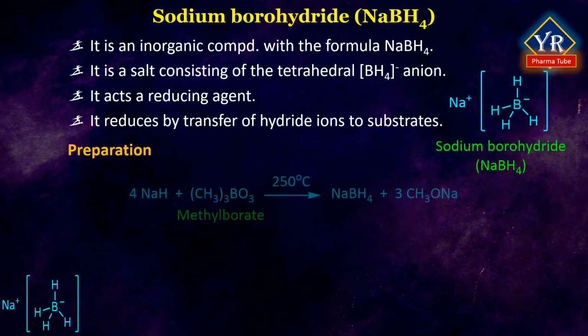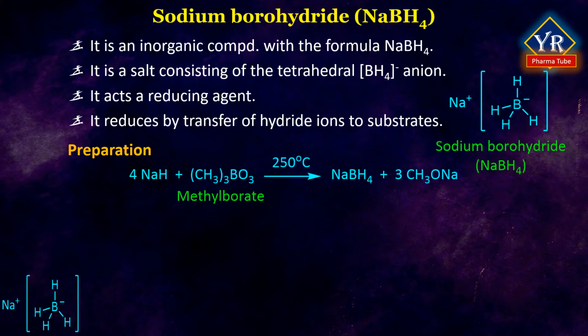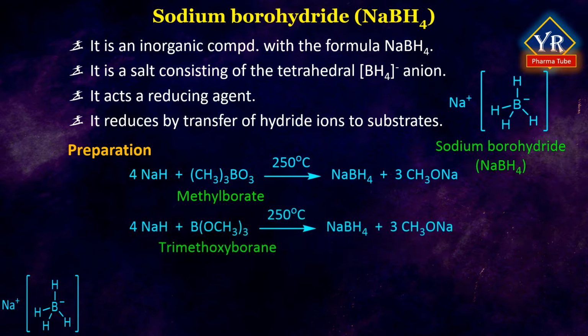Sodium borohydride is prepared by the reaction of methyl borate with sodium hydride at elevated temperature, that is at 250 degrees centigrade. In an alternative method, it is prepared by heating sodium hydride with trimethoxyborane at 250 degrees centigrade.